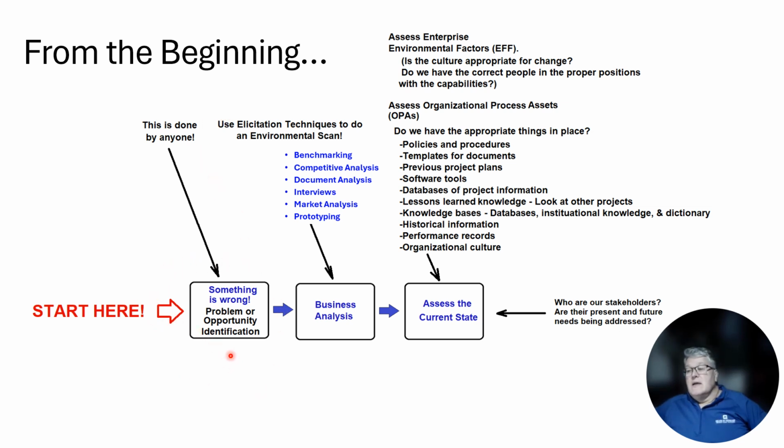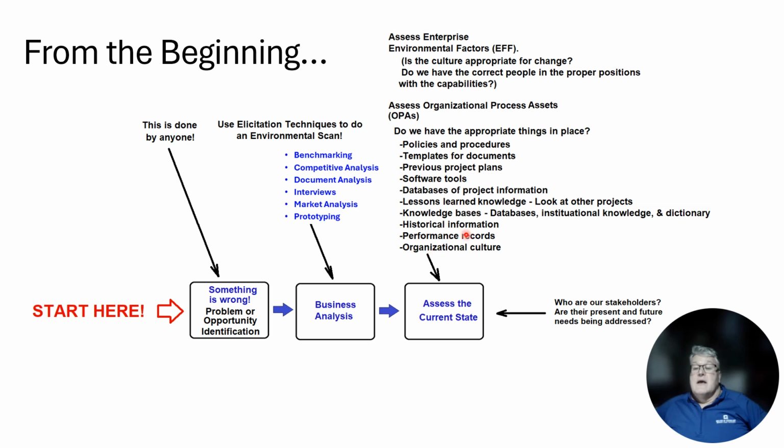Once that is done, you would take the idea to other people, and hopefully if it's an organization that has a project management team, they would know to start using elicitation techniques. It doesn't have to be a formalized thing, but oftentimes it is very formalized because you want to get good information, and that information is going to be used to develop a business case. Some elicitation techniques are benchmarking, competitive analysis, document analysis, interviewing people, doing a market analysis, and prototyping.